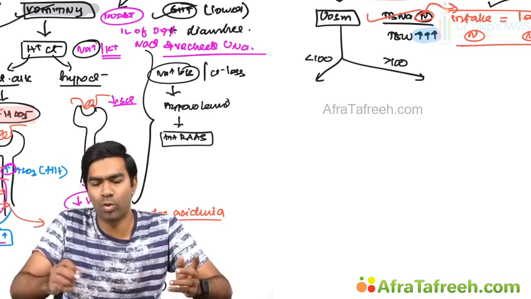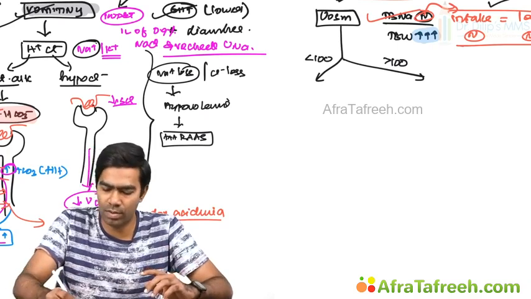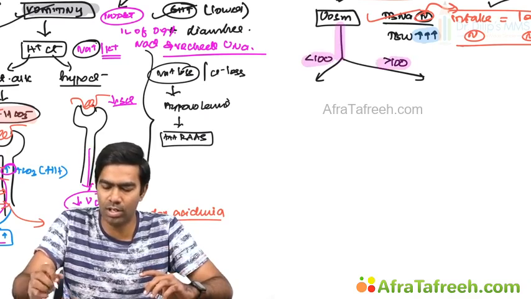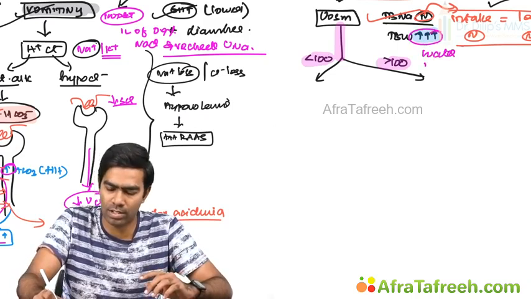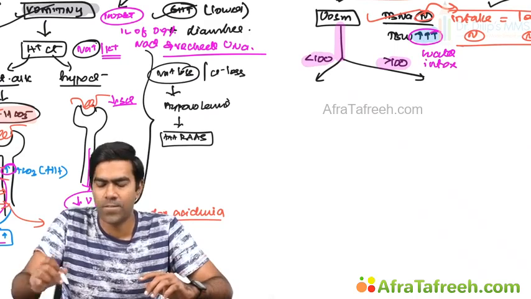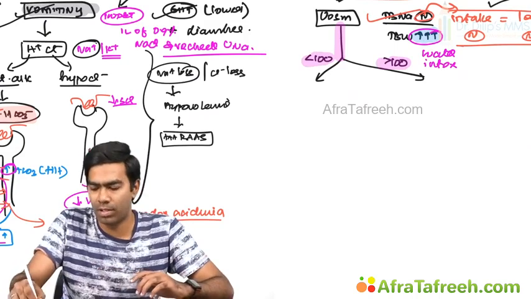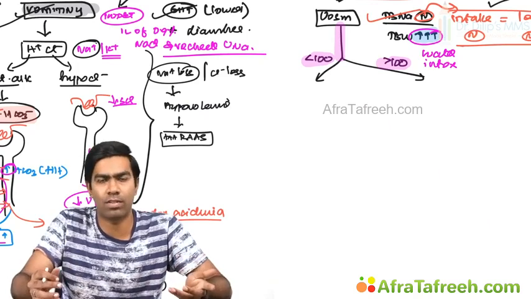Both indicate water intoxication only. So whenever urinary osmolality is less than 100 or more than 100, in a euvolemic patient, always it's water intoxication. That's why you get a hyponatremia. But you are finding out what is the reason for water intoxication.